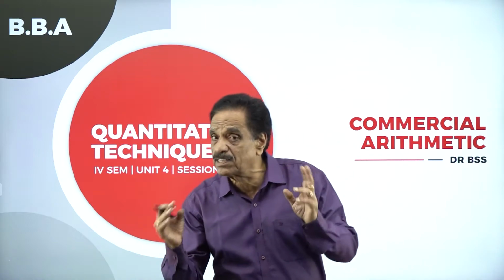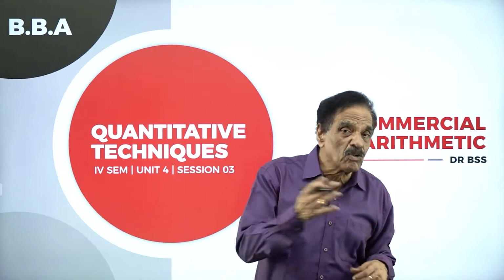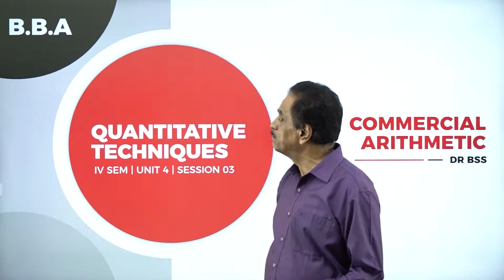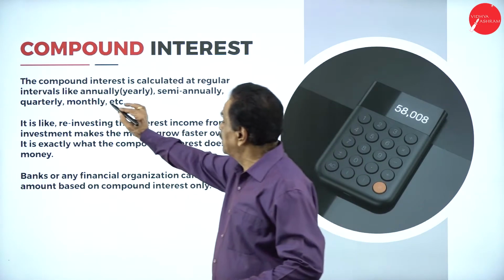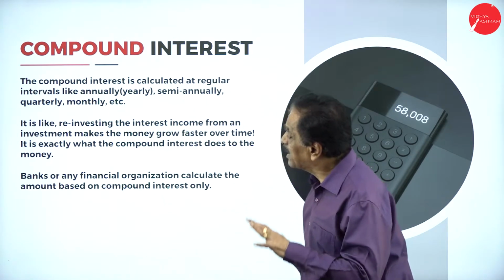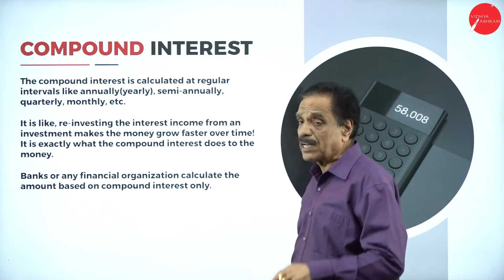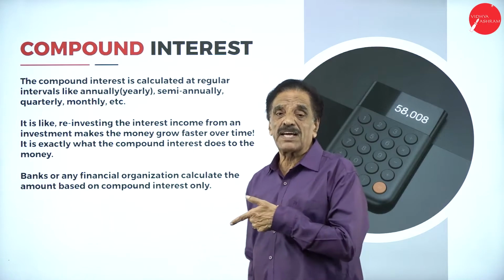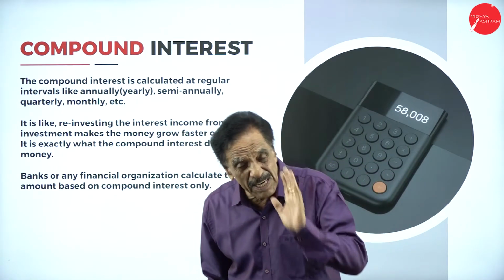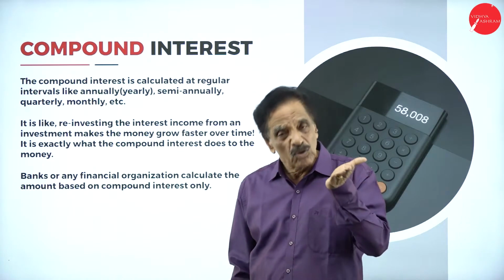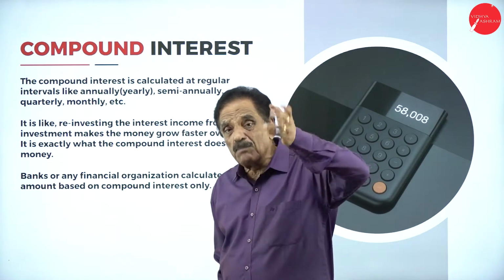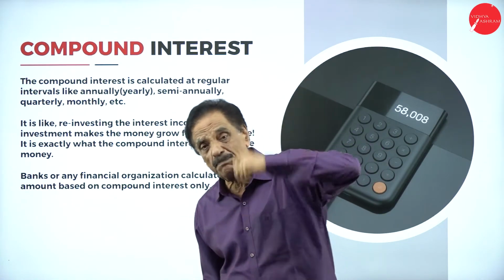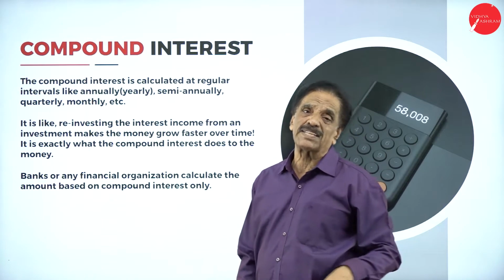We already saw two problems in the last session. We are going to discuss another 5 or 6 problems. We'll move on to the problems now. About compound interest: compound interest is calculated at regular intervals like annually, semi-annually, quarterly, monthly. Simple interest is calculated only for 1 year, whereas compound interest is calculated yearly, half yearly, quarterly, monthly. It is compounded, that means the first year principal plus interest becomes the principal for the second year, and on that we calculate the interest.